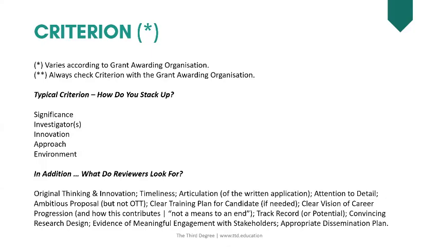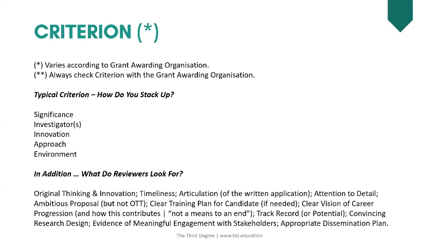They look for a convincing research design, evidence of meaningful engagement with stakeholders, so that not only can you do the research, but you're able to engage with the parties involved to extend the value of the research, so that you're able to give back. And that becomes the final one, the appropriate dissemination plan. Getting the research is one thing. How are you going to communicate the research to the various stakeholders out there, and in what format?